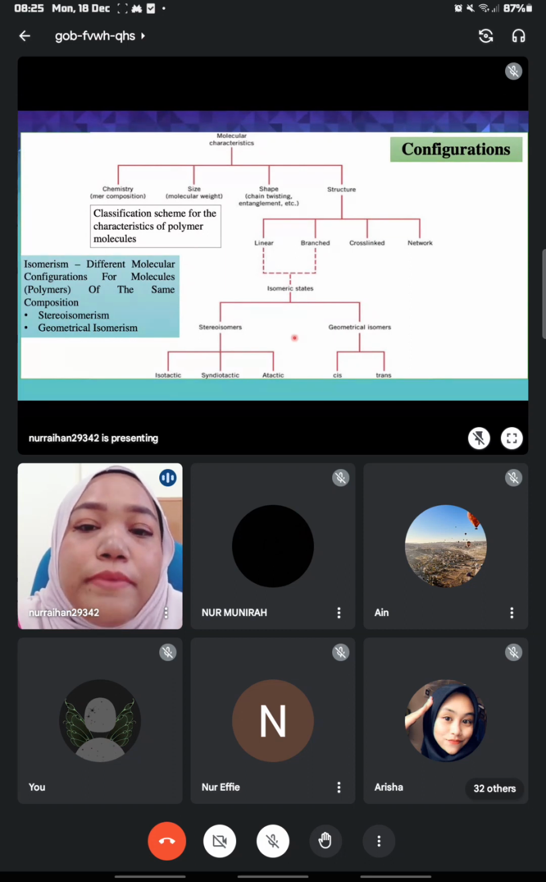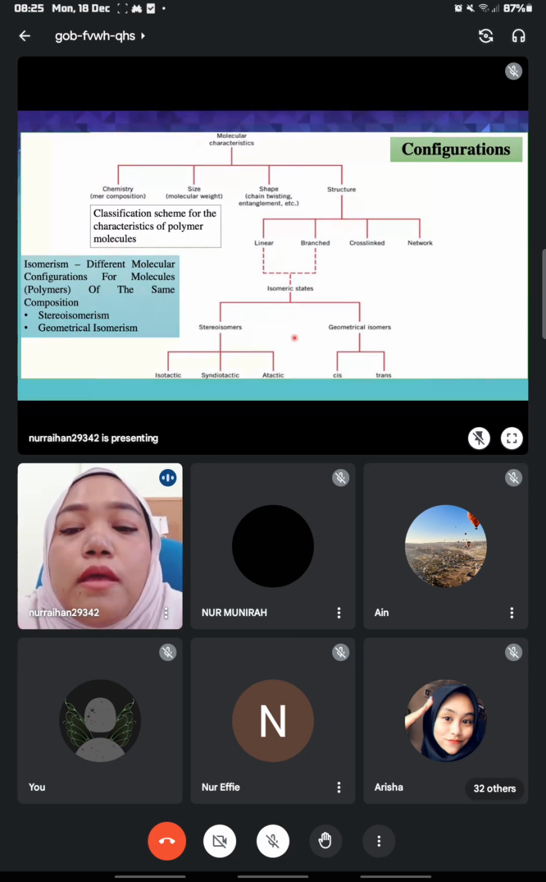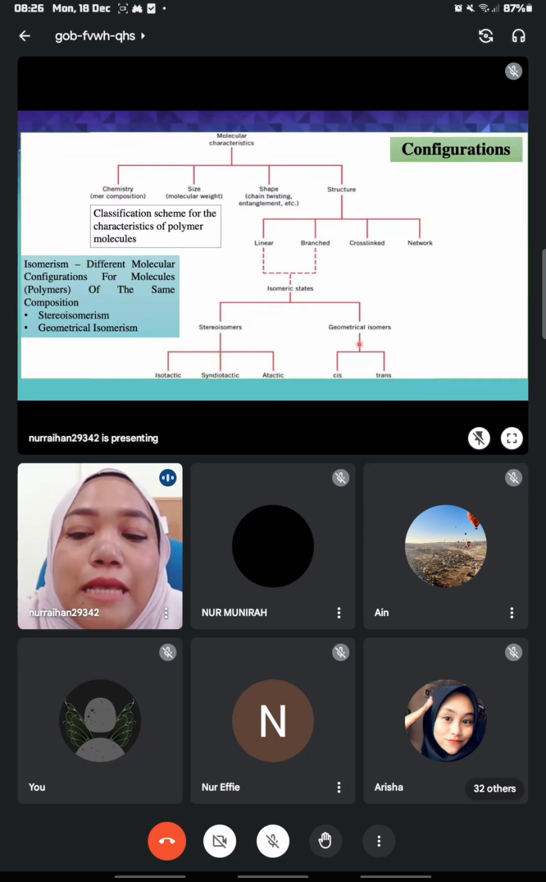So this only occurs when there is a presence of different functional groups. Second one, we have the geometrical isomer. Geometrical isomers are used to explain the configuration in a double bond or triple bond.